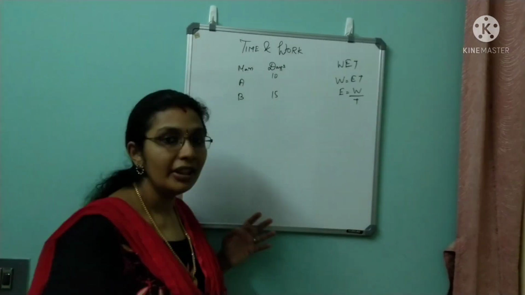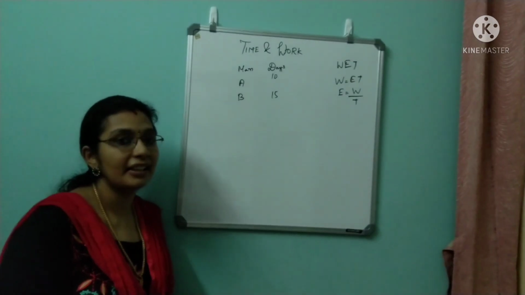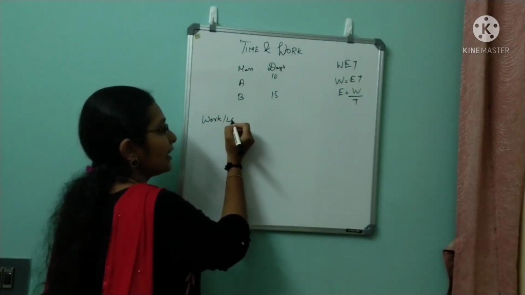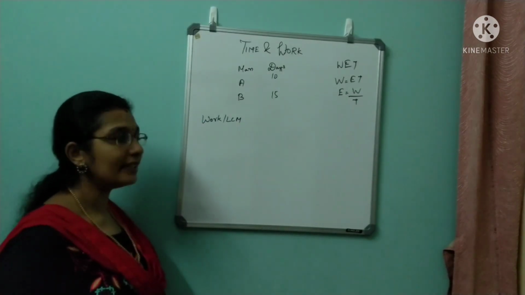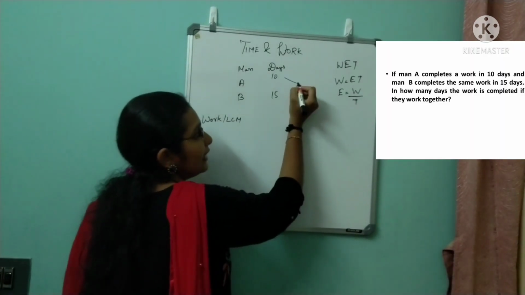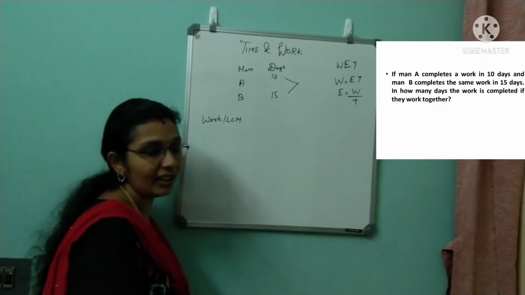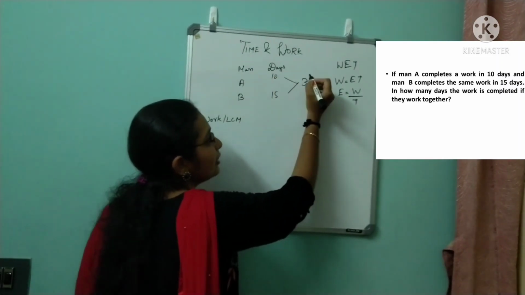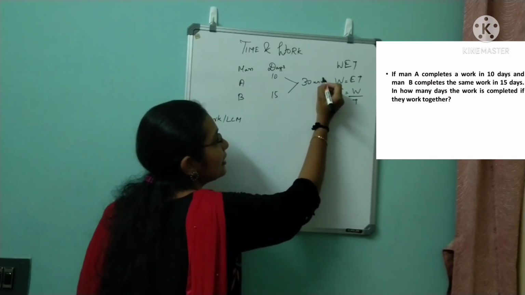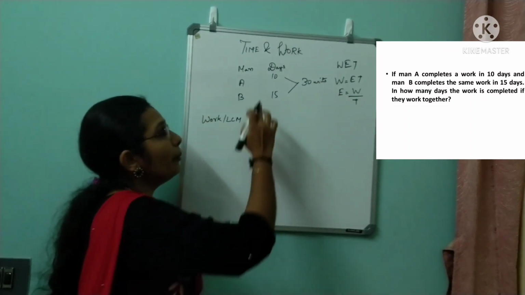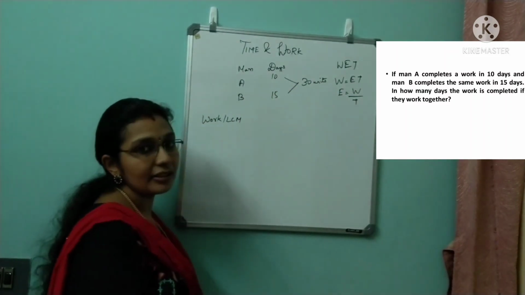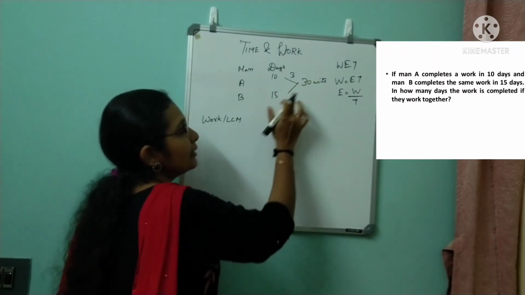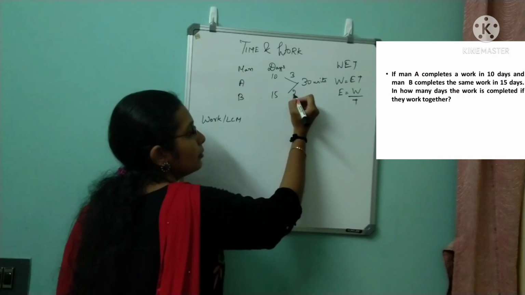Clear? We will try to solve the same question using another method, which is work or LCM. Previously it was fraction or efficiency, here it is work or LCM. You take the LCM of both and find the work, that is the number of units. Here the LCM is 30, so the work is 30 units. A takes 10 days, so what is the efficiency per day? 30 by 10, which is 3. Similarly 30 by 15, which is 2.